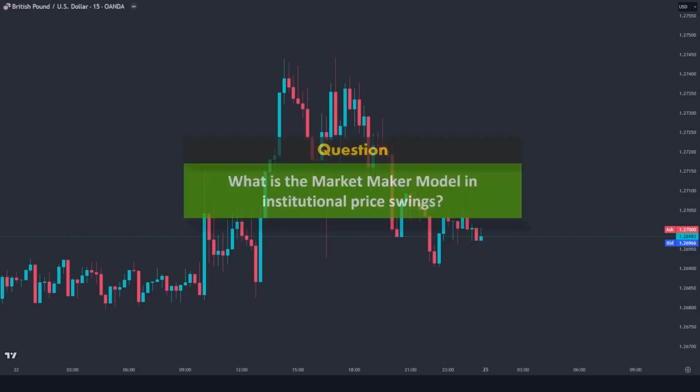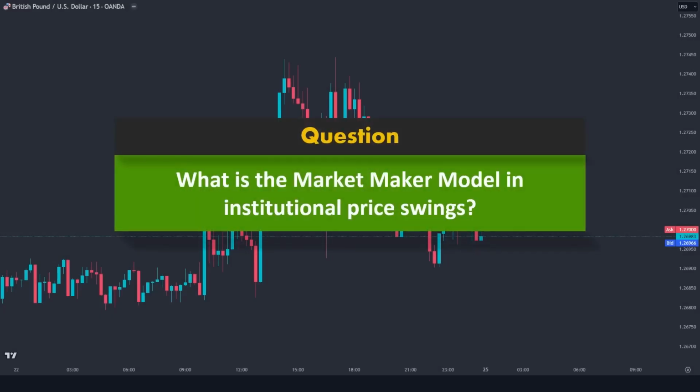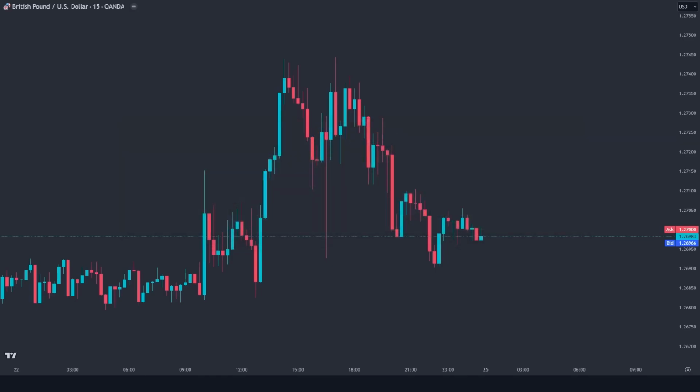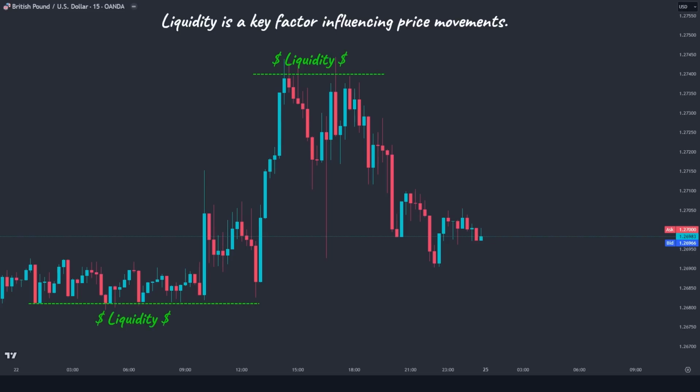Now, what's the market maker model in institutional price swings? To answer this question, let's first clarify some concepts. You've likely heard that liquidity is a key factor influencing price movements. But where does this liquidity exist? It's not just located above swing highs or below swing lows. At every price point in the market, there is a substantial amount of liquidity. However, the specific liquidity we're referring to is of the stop-loss variety.